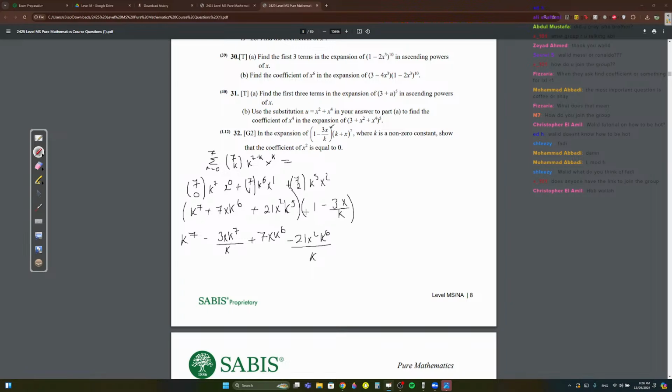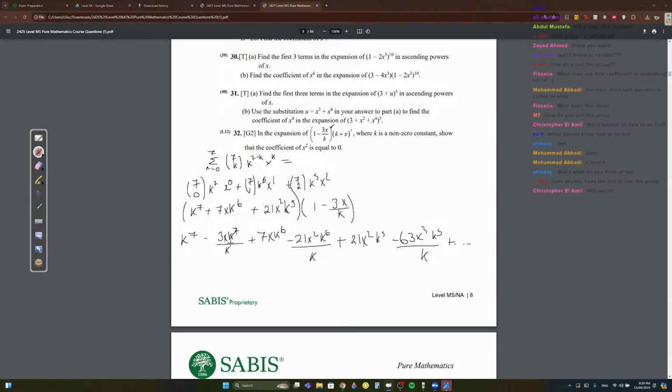21 x squared k5 times 1 is 21 x squared k5. And then 21 times minus 3 is minus 63, x squared times x is x cubed, k to the power of 5 over k. Let's simplify this a bit more, and there's plus dot dot dot.